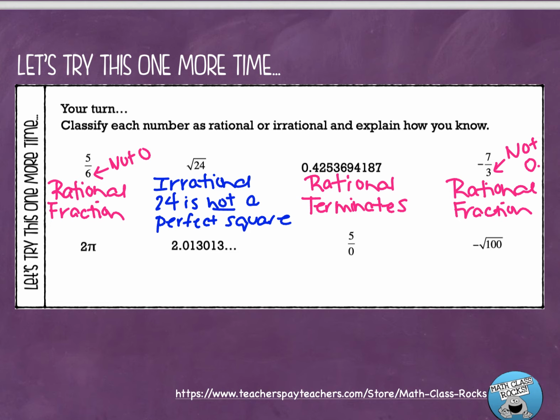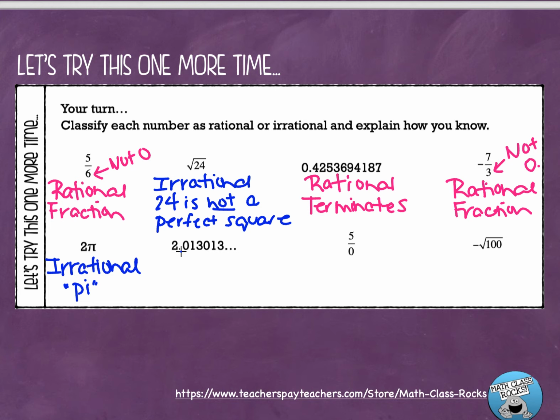All right, 2 times pi. Well, once we see that pi symbol, that is irrational. It doesn't matter what's with it. Once you see pi, that is an irrational number, because pi is a decimal that never ends and never repeats.